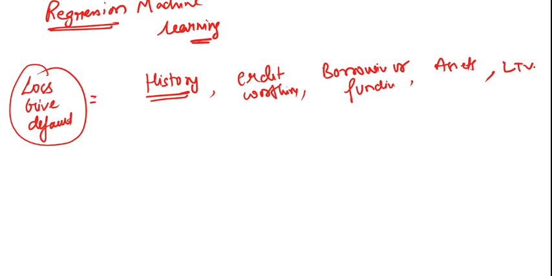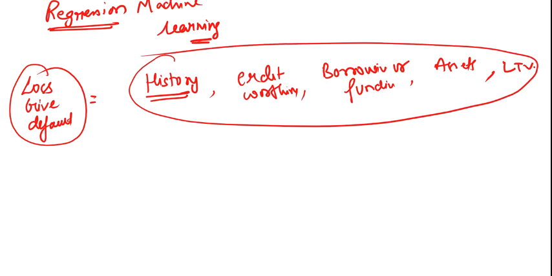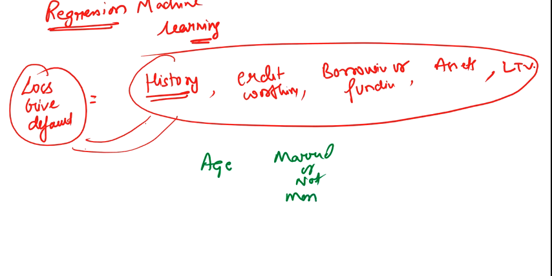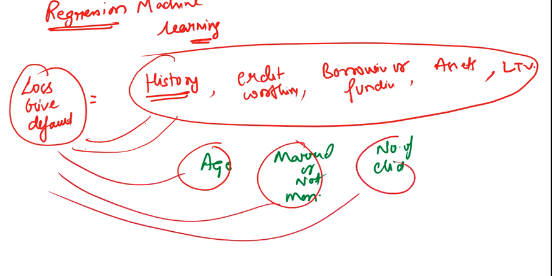Clear? But now if this is a machine, okay, this is the human who knows that these are the values which are related to the loss given default. But suppose the system has added some factors like age, whether he is married or not married, and number of children. If the system is not able to find the relationship between the dependent and the independent variable, the system will automatically throw out these variables. So the human need not intervene.